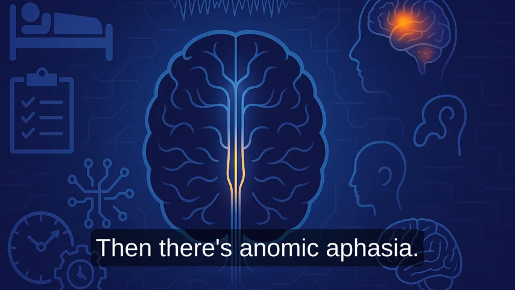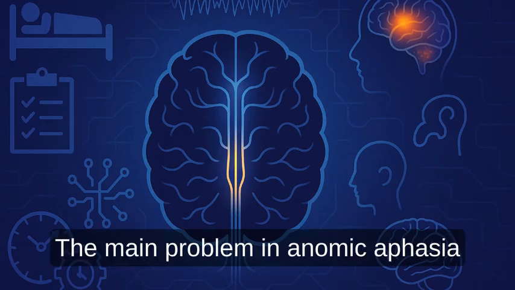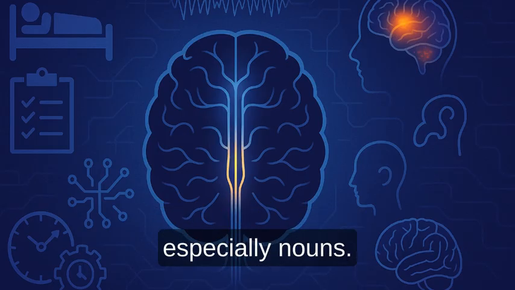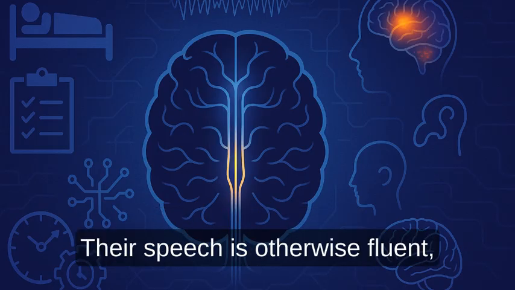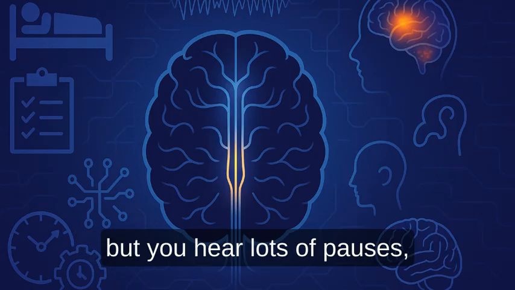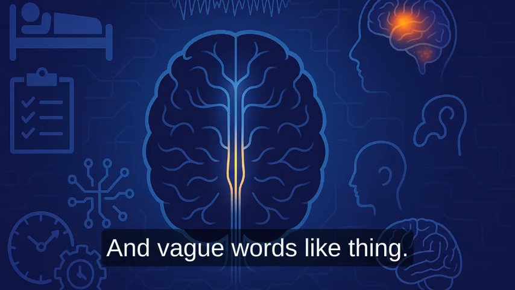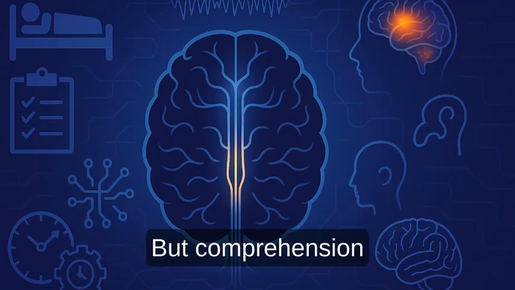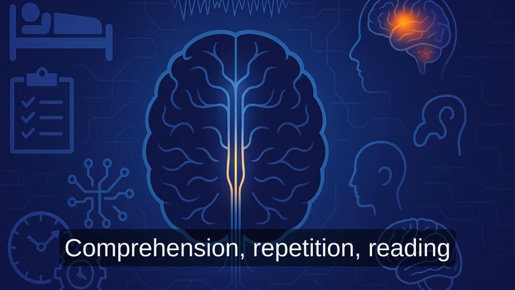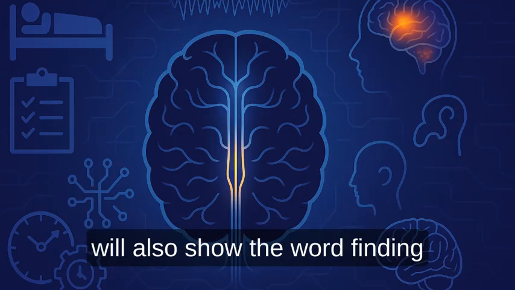Then there's anomic aphasia. That sounds like it's mostly about word finding. Exactly. The main problem in anomic aphasia is anomia, difficulty retrieving words, especially nouns. Their speech is otherwise fluent, grammatically correct, but you hear lots of pauses, circumlocutions, like "the thing you write with" for pen, and vague words like "thing." But comprehension and repetition are okay. Generally, yes. Comprehension, repetition, reading, and writing mechanics are usually intact, although their writing will also show the word-finding pauses and difficulties.